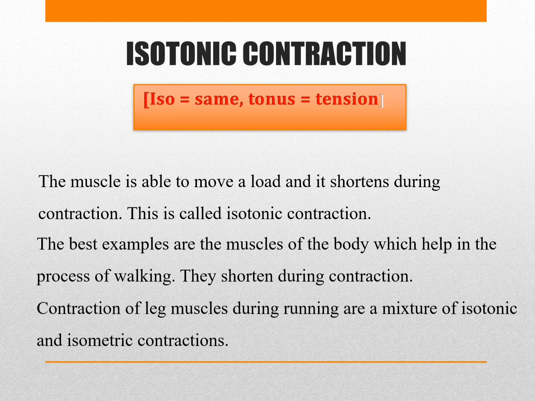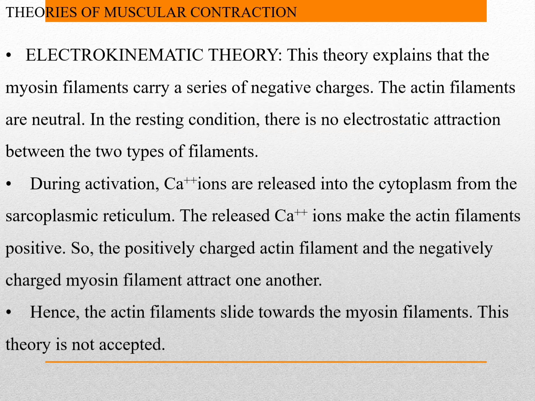Then isotonic contraction. Here there is a change in length and also tension developed, that is work done. The muscle is able to move a load and it shortens during contraction. This is called isotonic contraction. The best example is walking, but running is an example of both isotonic and isometric contraction.